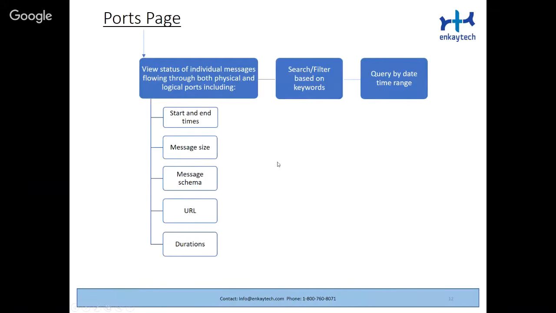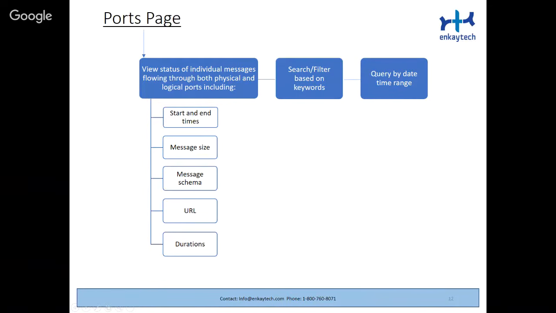Then we come to the ports page. The ports page allows you to actually look at individual messages flowing through the physical and logical ports. The logical being the ones tied to orchestrations, and physical being the ones tied to send ports and receive ports. You can look at start and end time, message sizes, what the schema was that was used for sending to a port, the response that was received, what is the schema, URLs we sent to, how long it took to complete, and obviously you can search and filter by keywords.